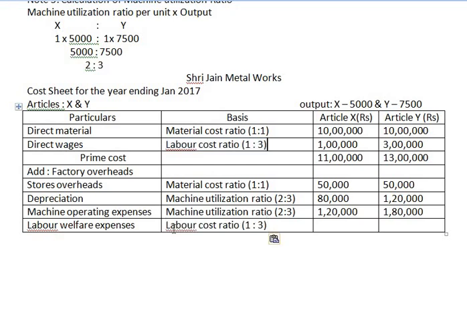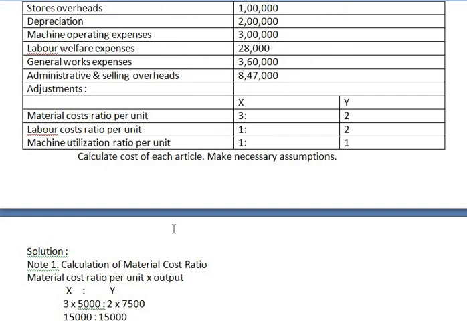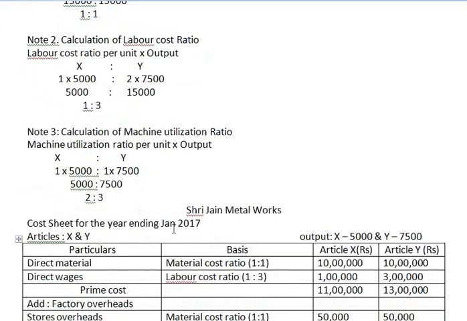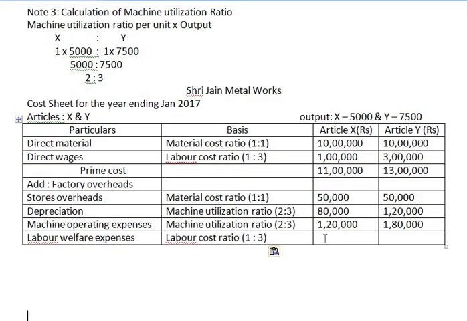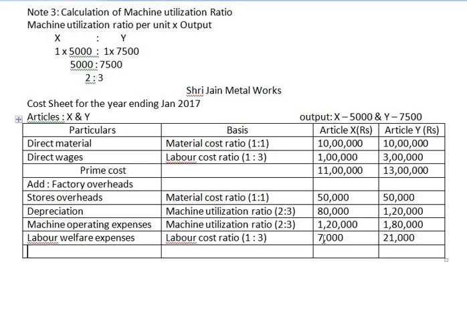Write down the labor cost ratio is 1:3, and your labor welfare expenses is 28,000. So distribute it into 1:3 ratio. Okay, 1:3 ratio. So that is 7,000 and 21,000. Next is general work expenses.